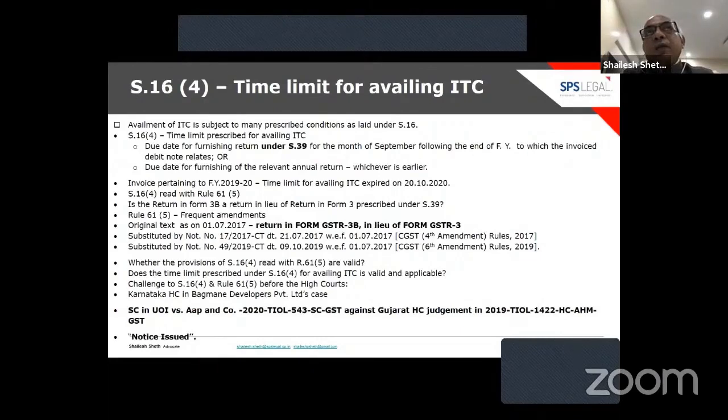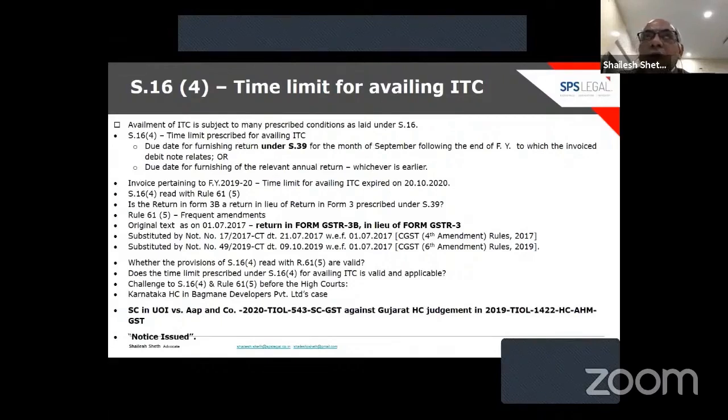If you see, the time limit speaks about two dates. One is due date for furnishing the annual return of the financial year, which normally is 31st December of the next financial year, or the date of furnishing the return for the September of the succeeding financial year. So 1920 के लिए September 20 का return जो due date है वो मैं कह रहा हूँ. Here the due date everybody understands is to be return 3B. So अगर GSTR 3B जो मैं 20 October को file कर रहा हूँ, इसलिए मेरी कल time limit expire हो गई. This is the general understanding. Legally is it really so? That is the question we have to ask ourselves.